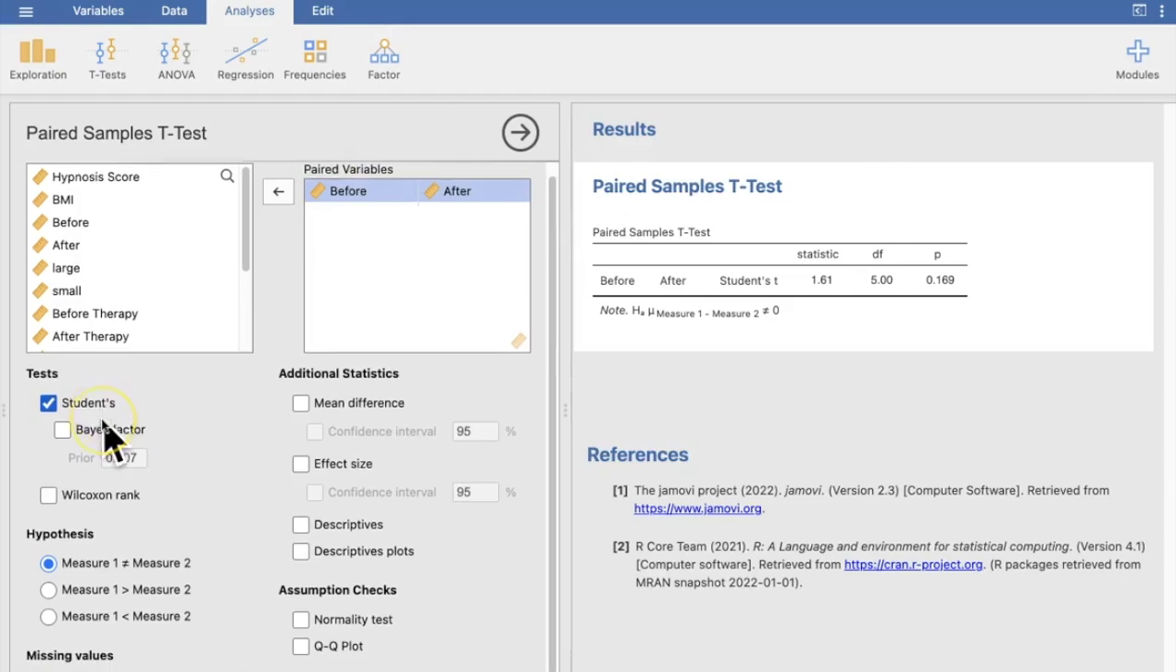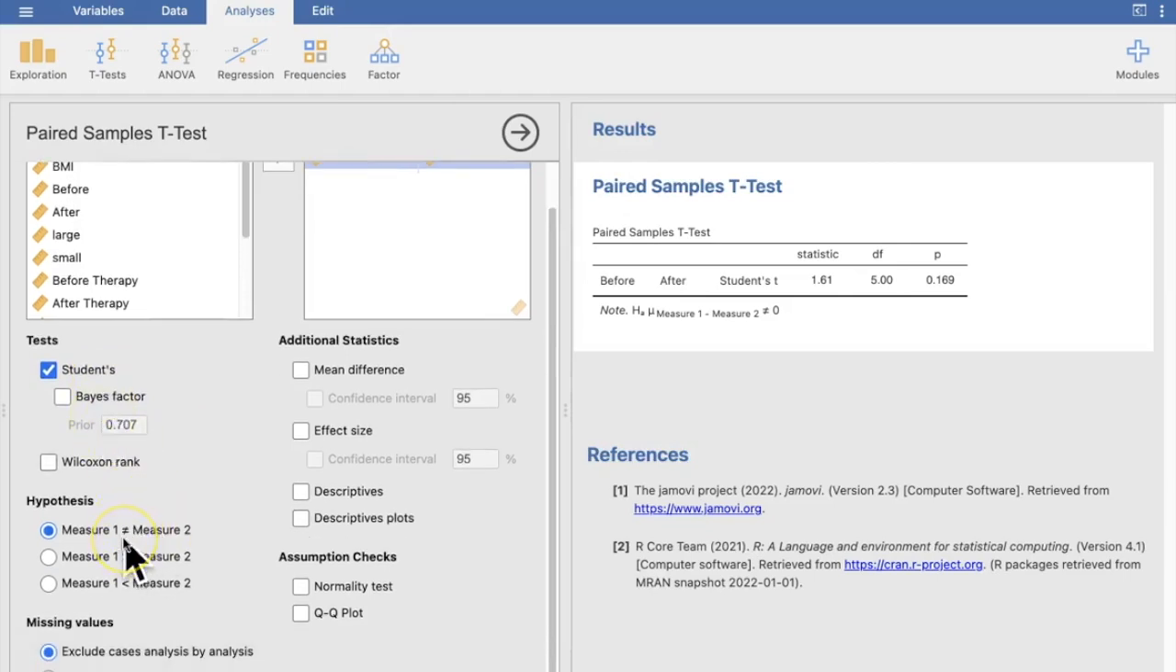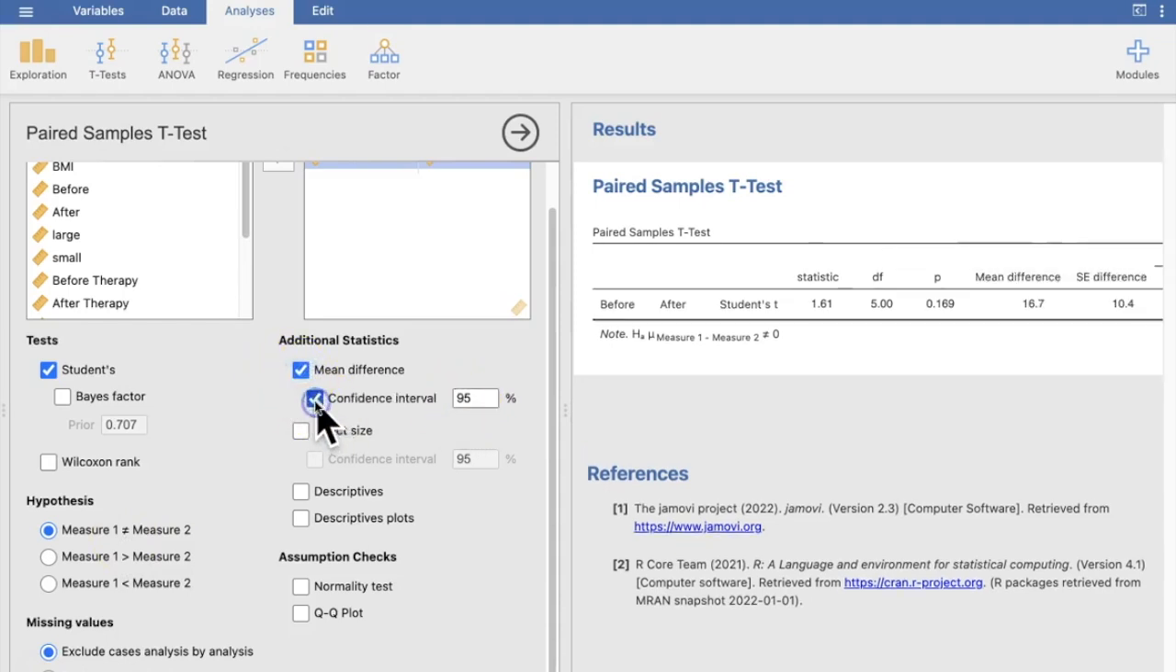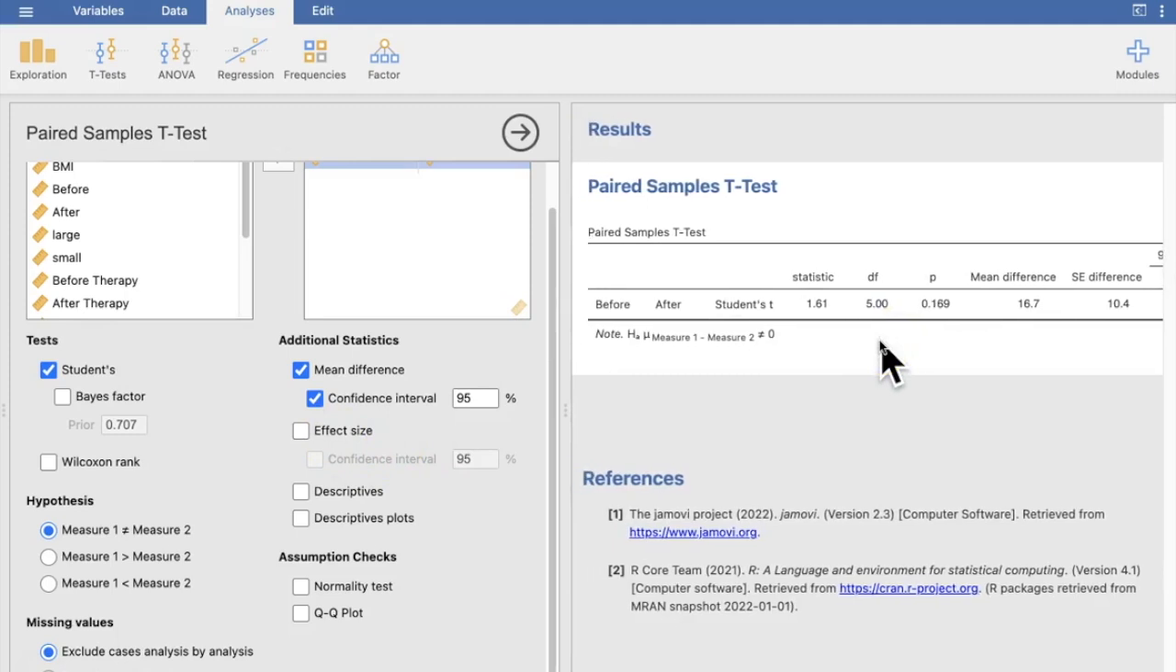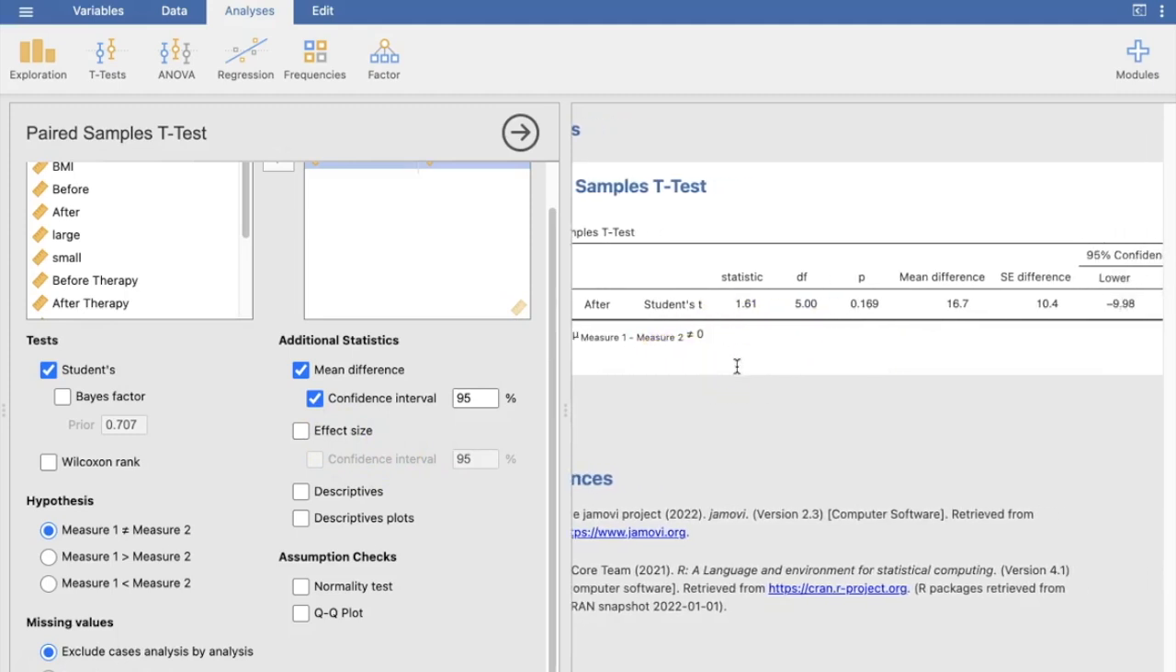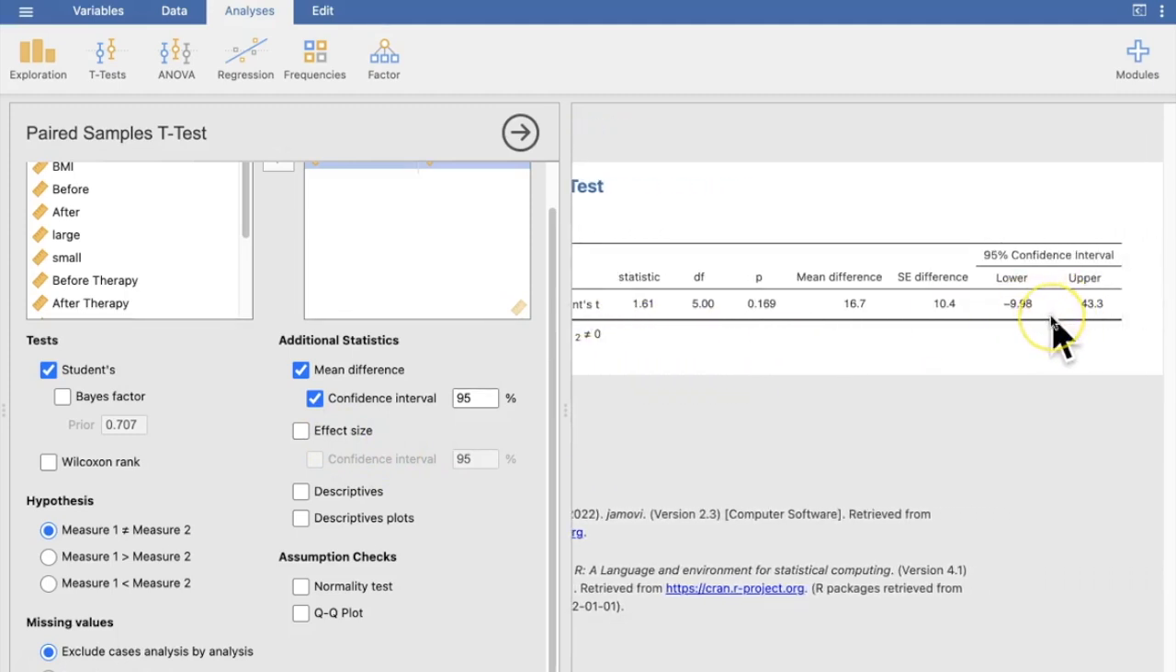In tests, you're going to have Student's. We decided that we just want to see if there's a difference. In additional statistics, I want my confidence interval, so I need to select first mean difference and then confidence interval. Sometimes I see mistakes in the output from students because they select the effect size. We're not covering that, so make sure you pay attention to what you're clicking. My confidence interval is over here, and that's pretty much what we got as well.